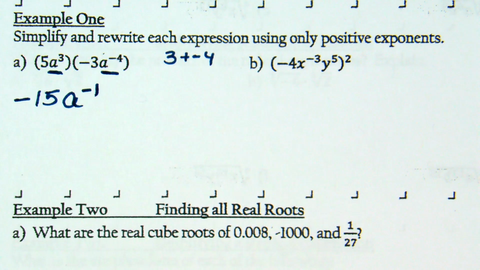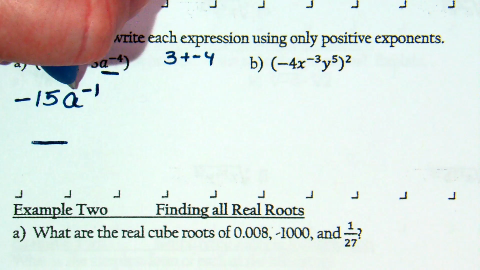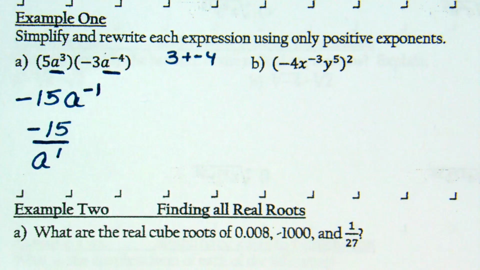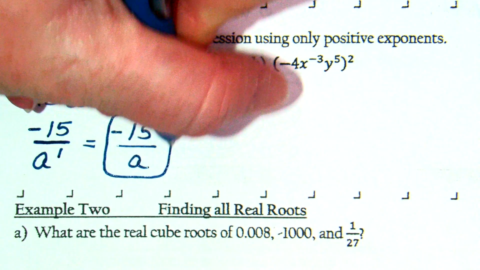Because if we're going to a fraction bar here, a to the negative first has to move to the denominator and become a to the positive first. That negative 15 is not tied to that negative exponent, so it has no negative exponent to move it to the denominator. So negative 15 is just going to stay. So I have negative 15 over a to the first, which if I was writing this, I would write as negative 15 over a, just because I don't need to write a power of 1. That negative sign could also be out in front of the fraction bar. That would be equivalent.